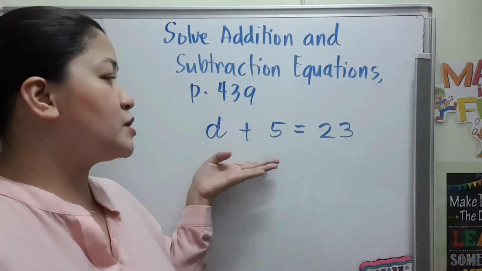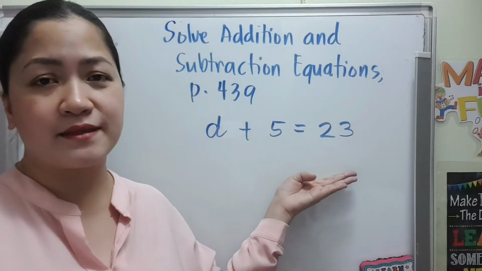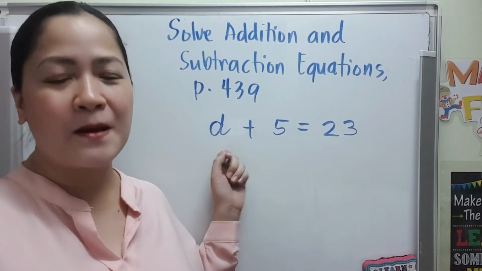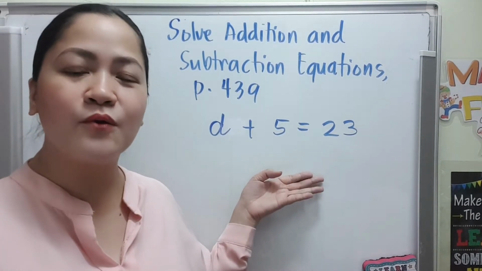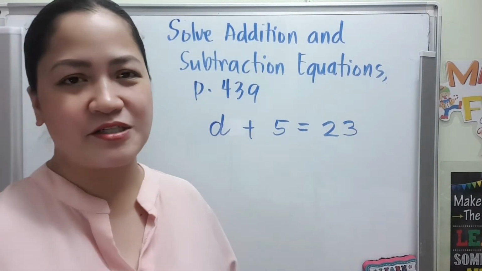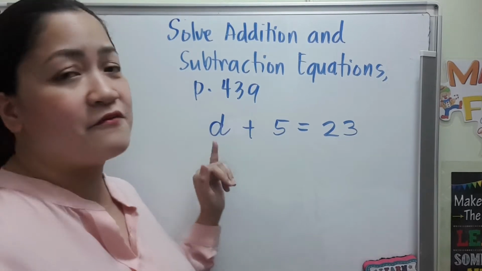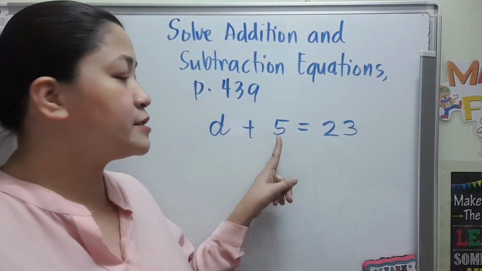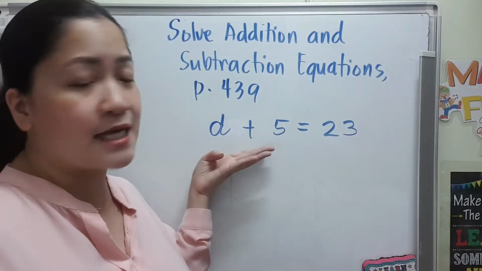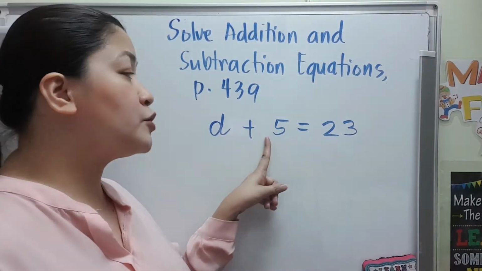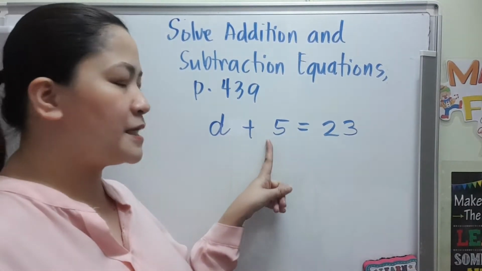We have here an equation d plus 5 equals 23. I know by this time you already know what d stands for. But I will show you the way on how we solve equations involving addition and subtraction. We need to have d, or the variable, on one side alone. That means we need to remove 5 on this side of the equation. And to have d by itself, we have to undo or remove positive 5.